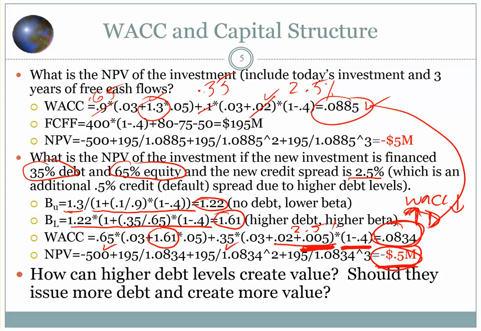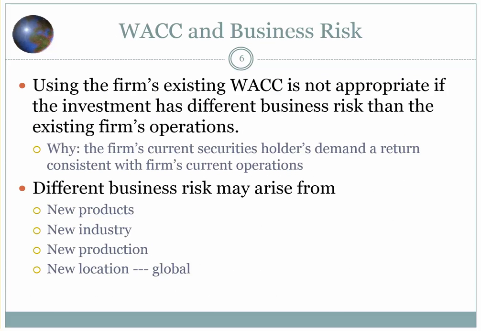I had the same business risk, in other words, the same business line as the existing firm, but a new capital structure. However, what if Apple wanted to get into a new business that had totally different risk than their existing business line, which is, say, consumer electronics? Say it's a brand new product in a different area, a new industry, new production types, a new location globally. That's what the next topic is going to be about.